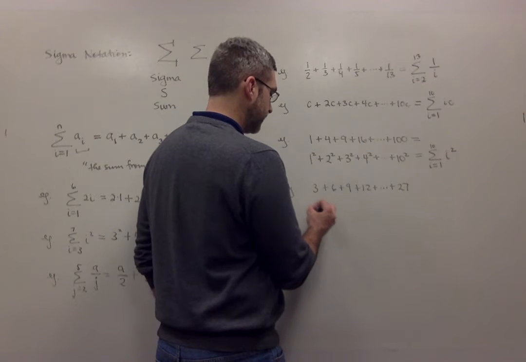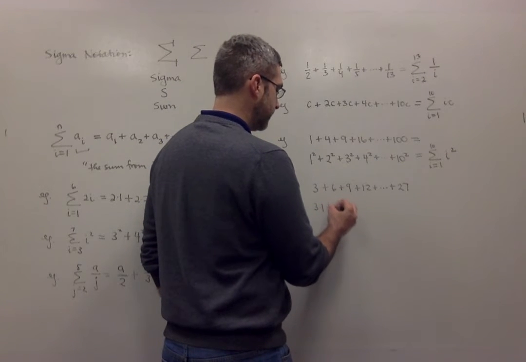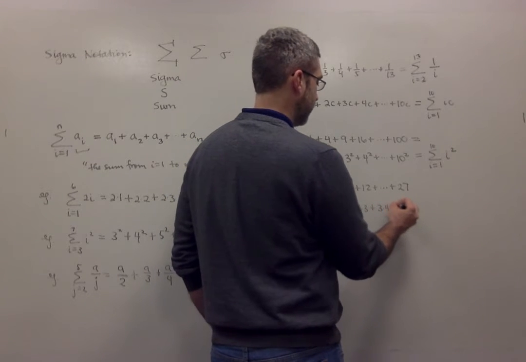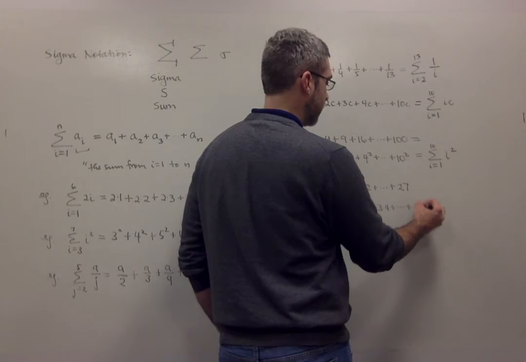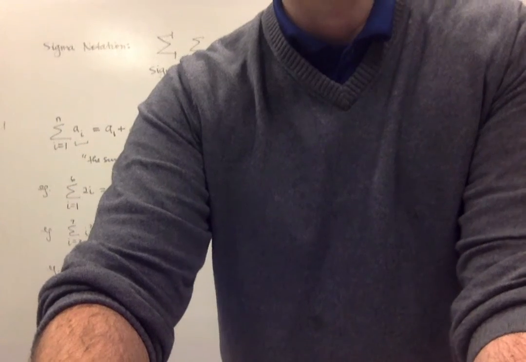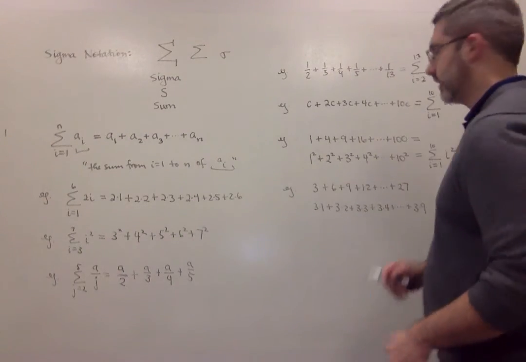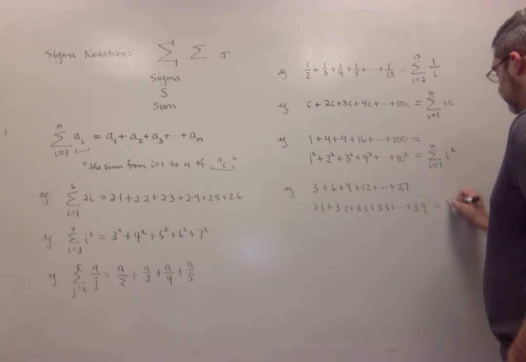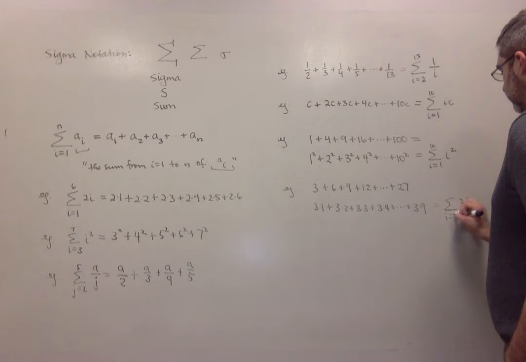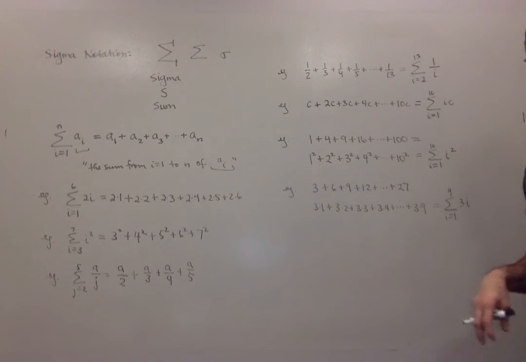This is 3 times 1. This is 3 times 2. 9 is 3 times 3. 12 is 3 times 4. And then 27 is 3 times 9. So it looks like, sorry, my computer keeps going to sleep here. In sigma notation, it's a sum. Everything is 3 times something, and that something starts at 1 and goes to 9. So this is going to be the sum, i equals 1 to 9 of 3i. Okay? Got it?